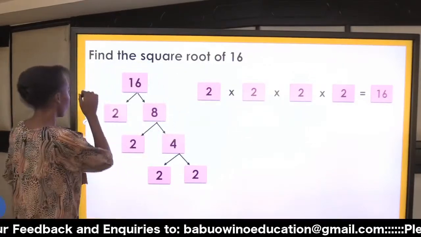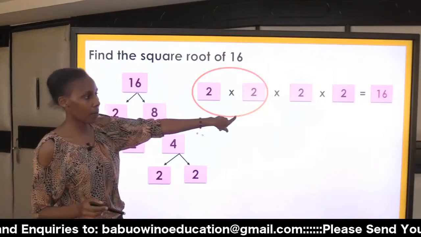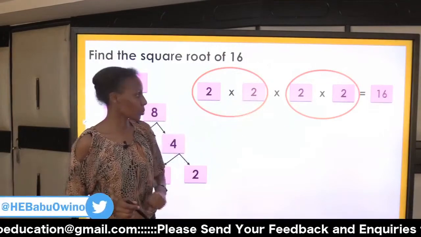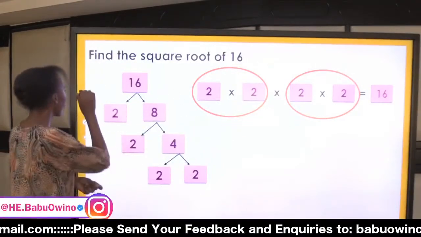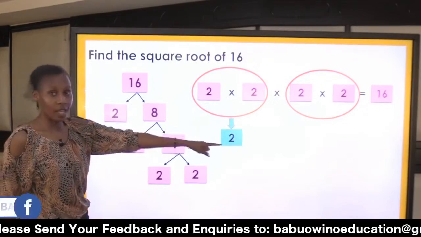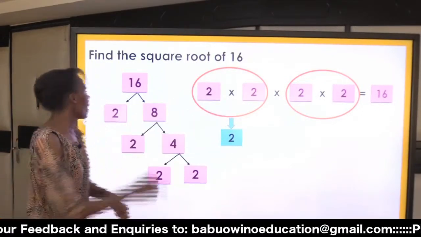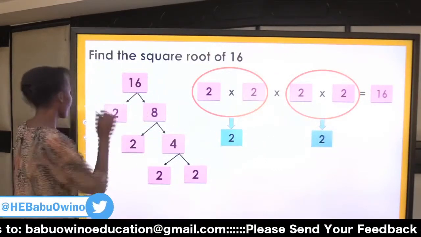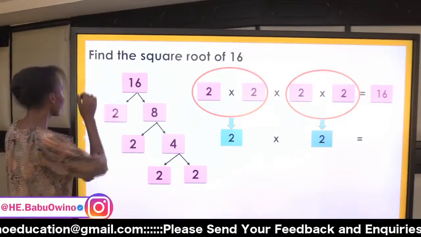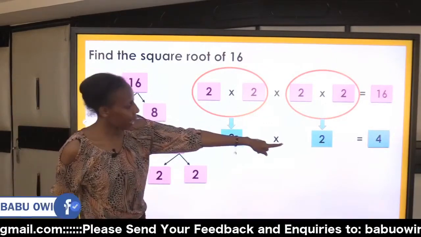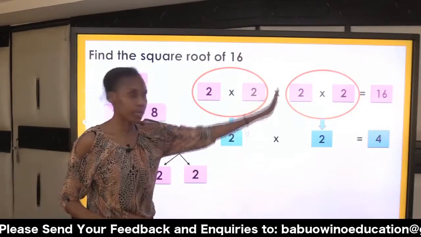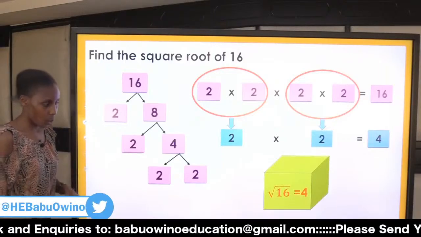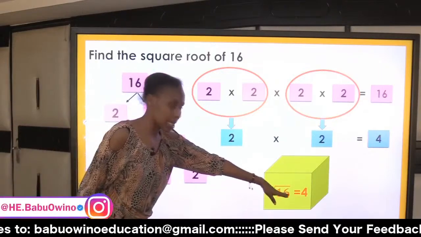So now I have 2 times 2. That is one of my pairs. And then I have another pair, which is 2 times 2. In each pair, I pick one digit. So here, I'm going to pick 2. In the next pair, I am going to pick 2. These 2 numbers I have picked from each pair, when I multiply them, I get my product, which is 4, because 2 multiplied by 2 is 4. 4 is now our square root. So the square root of 16 is 4.